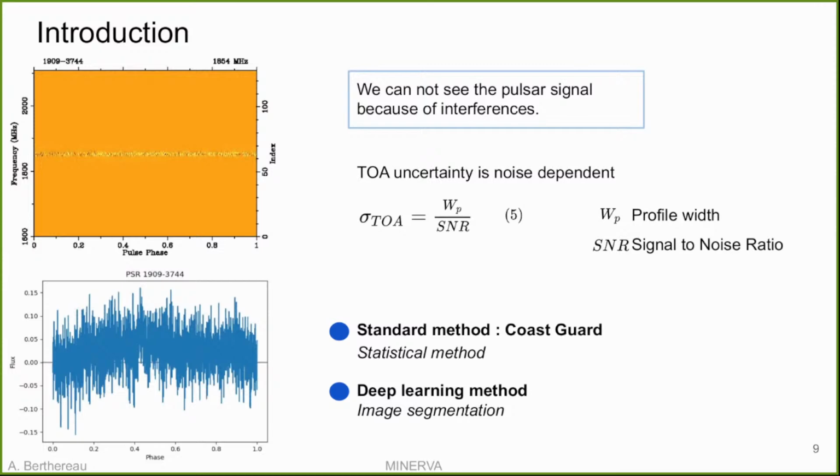So the RFI are problematic because first, we can miss the pulsar behind them. And secondly, even if they are not strong enough to hide the pulsar, our TOA are totally dependent on the noise. So we need to remove them. For this purpose, we have two methods. The Coast Guard, that is our standard method that is based on statistical computation. And then I will present to you the deep learning methods that have been developed for the past month.